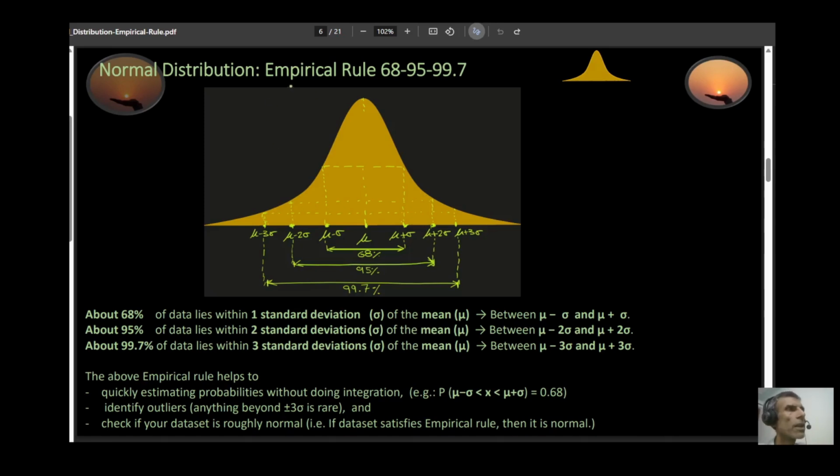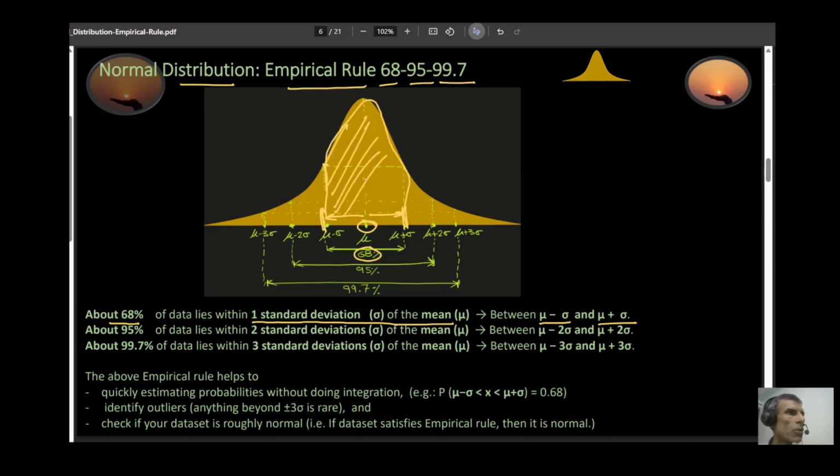Now I'm going to tell you about the empirical rule: 68, 95, 99.7. This is only applicable if your distribution is normal. The empirical rule says that approximately 68% of your data lies within one standard deviation of the mean. In other words, it lies between mu minus sigma and mu plus sigma. So if this is my mu value, you go sigma in this direction and sigma in this direction. Approximately 68% of my data is going to be lying between here and here. Another way of saying this is that if you calculate all this area right here, it will come out to be 0.68.